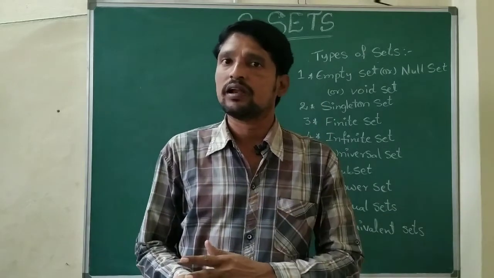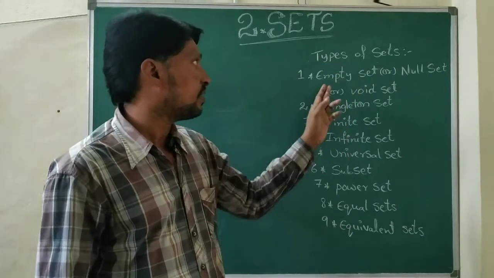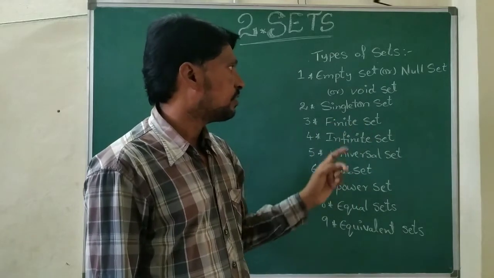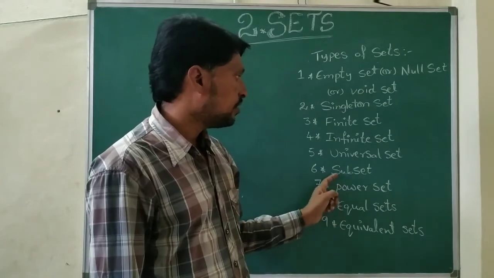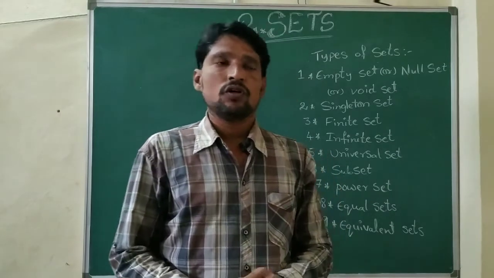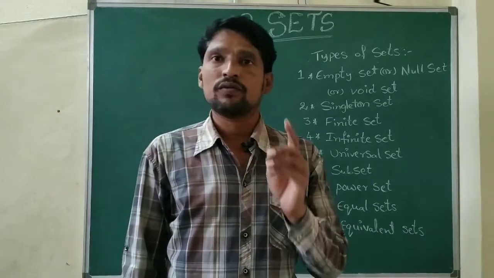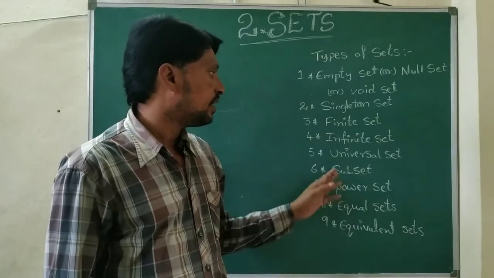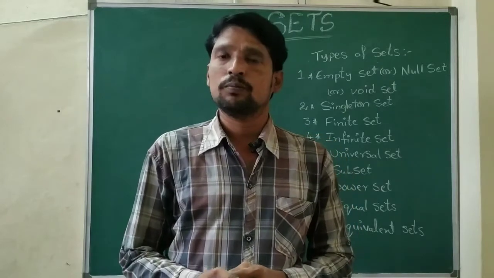So, what types of sets are available in the sets chapter? The types of sets are: empty set or null set or void set; second, singleton set; finite set, infinite set, universal set, subset, power set, equal set, equivalent set. These concepts are very important for one mark questions, especially finite set, infinite set and subset.